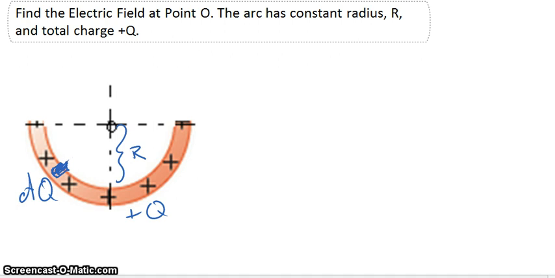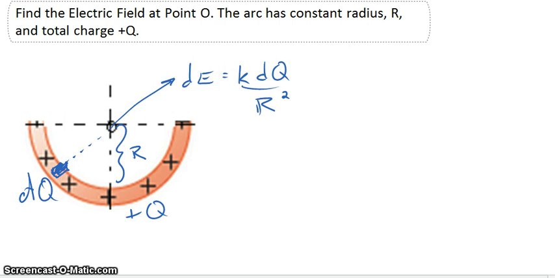Now, each dq is going to contribute and make its own dE. And dE is going to just be good old Coulomb's law, but instead of q, we can use dq. And of course, we divide by r squared. Okay, so we're getting pretty close here. We're looking at using Coulomb's law. But as we move across, this arrow is going to start pointing in different directions. You can see the net result should be pointing straight up.